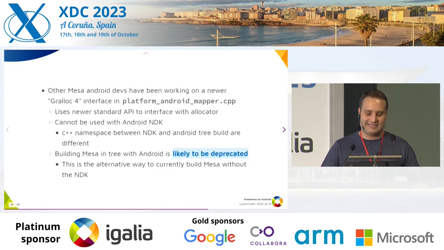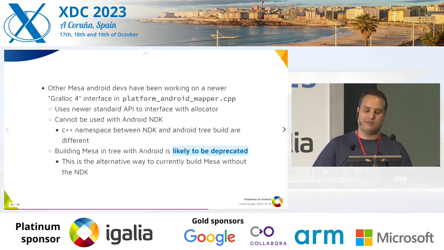There is, in fact, a newer API that is supported in Android, and it's under this file called platform-android-mapper.cpp, and there is an externally accessible API to interface with the allocator that I think would allow us to do everything that we want to do. But a big issue with it is that, as far as I understand, it cannot be used with the Android NDK, which is the main setup right now for building Mesa to run on Android, both in, from what I know, Turnip and my work in Freedreno.